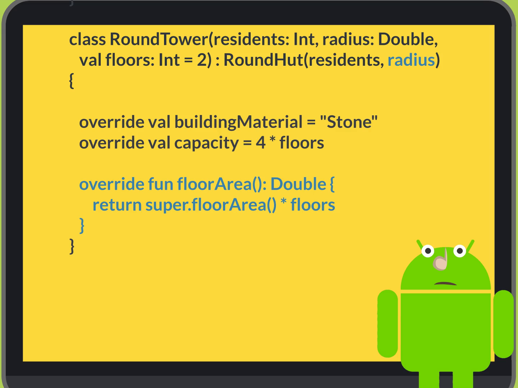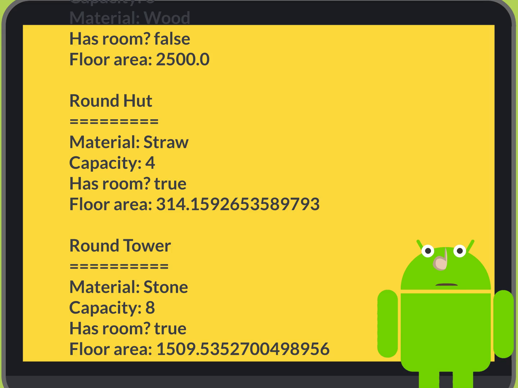5. In round tower, update floor area to use the floor area implementation in its parent class. Use the super keyword to call a function defined in the parent. 6. Run your code again and round tower will output the correct floor area for the corresponding number of floors.